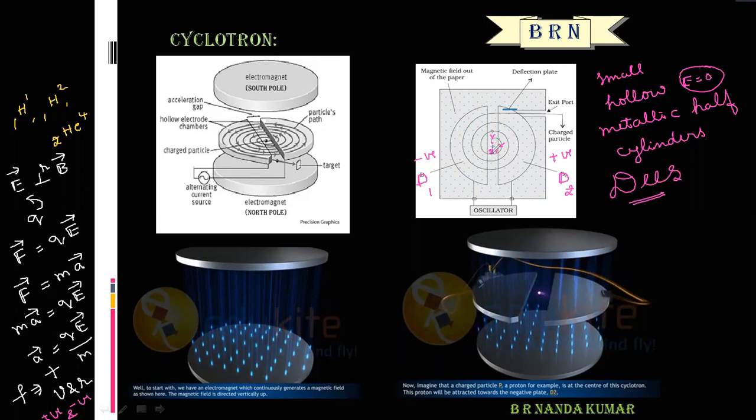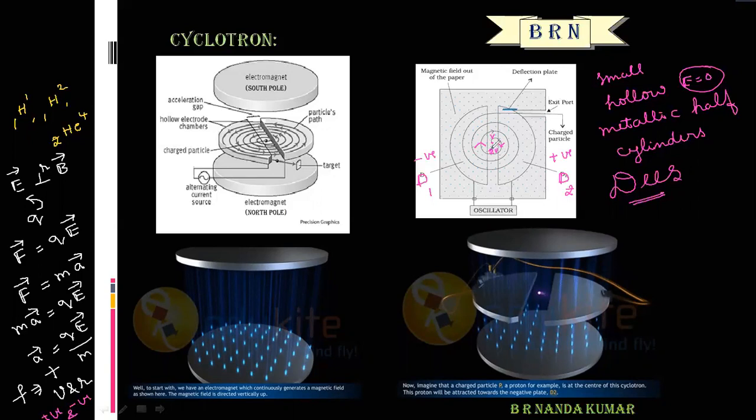Once the charged particle enters D1, there is no electric field inside. It is acted upon by only the perpendicular magnetic field. So the perpendicular magnetic field throws the charged particle again into a semicircular path, but of greater radius. Why? That is because of the increased speed across the gap.